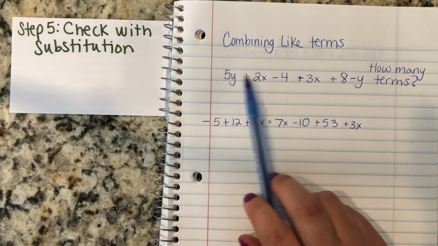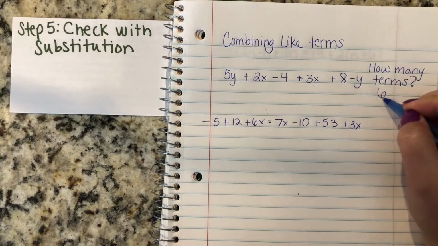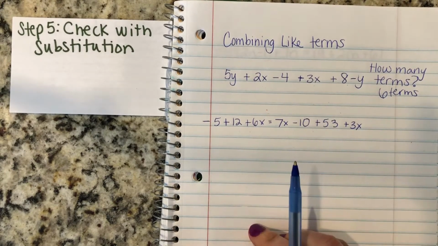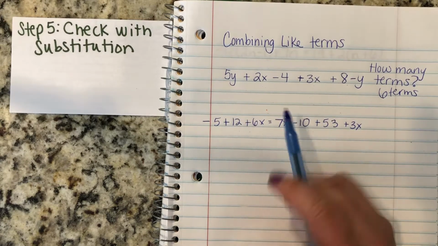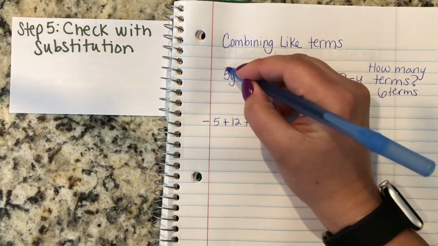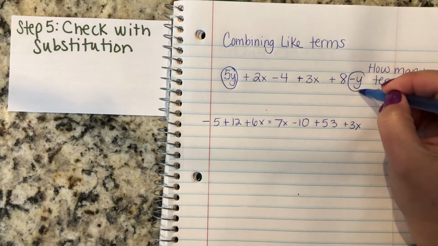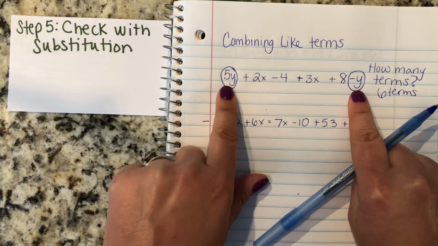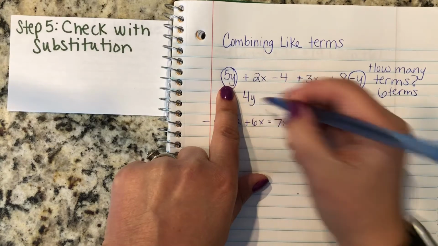So I can count 1, 2, 3, 4, 5, 6. There are 6 terms in this expression. Sometimes you're just going to have to look and see how many terms there are. Sometimes you're going to have to actually combine those like terms. So you would want to look for things that are alike. Like right here, I have 5 y's and I have 1 negative y. So if I wanted to combine those like terms, 5 positive y's, 1 negative y would give me 4y.